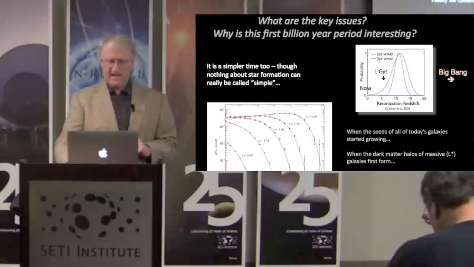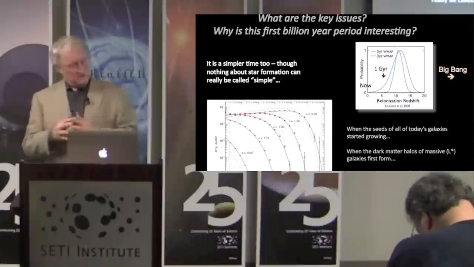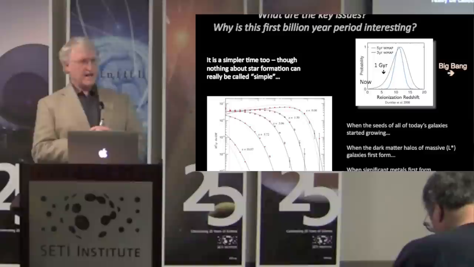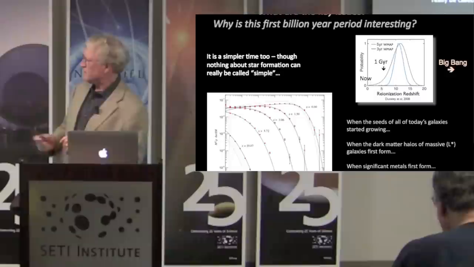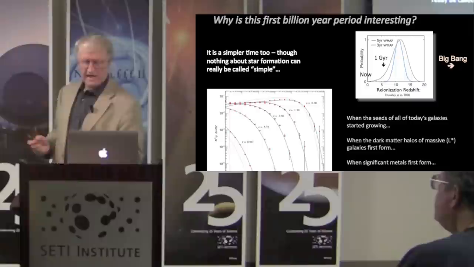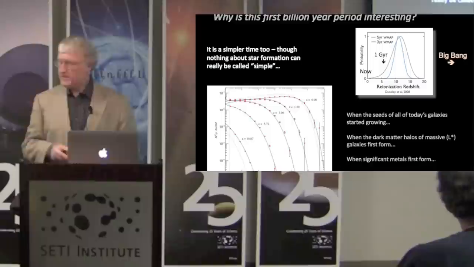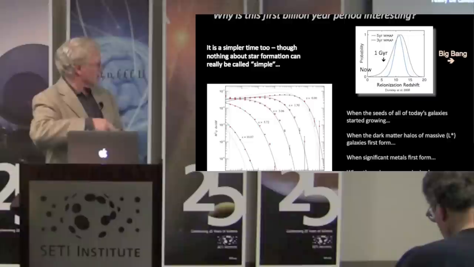So let me show you a little more esoteric diagrams here. The WMAP satellite told us a lot about the early universe by looking at the microwave background, the fluctuations. And it told us that reionization most likely occurred around redshift 10. So let me just show you that. This is the period here that we'll be talking about today, covering the region that WMAP explored and told us reionization occurred.